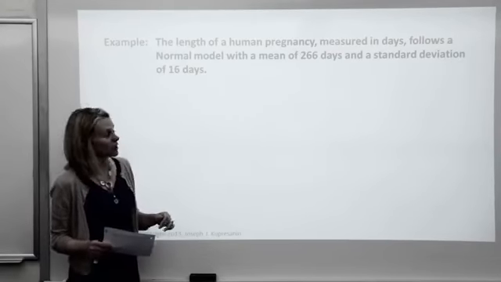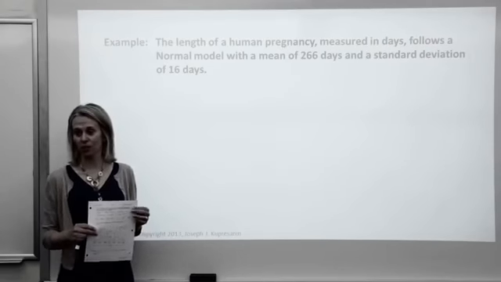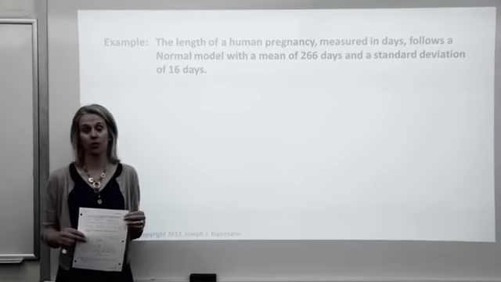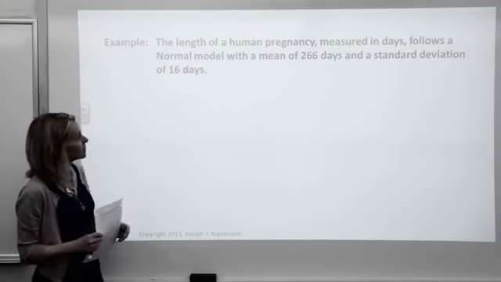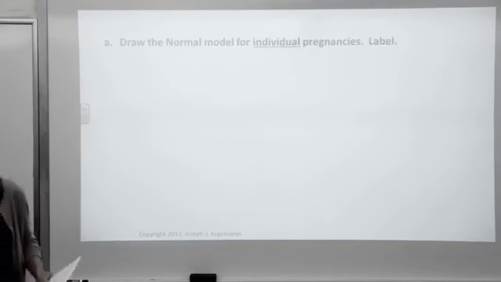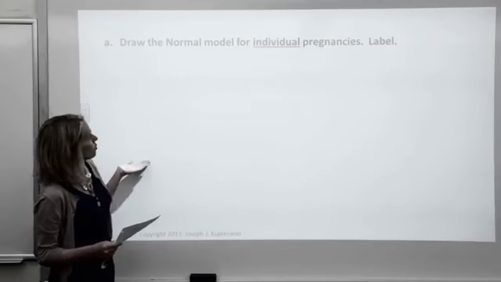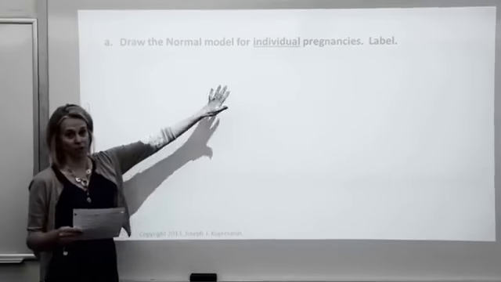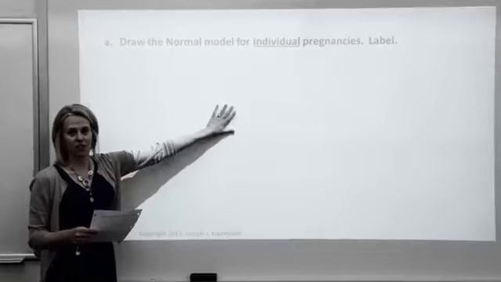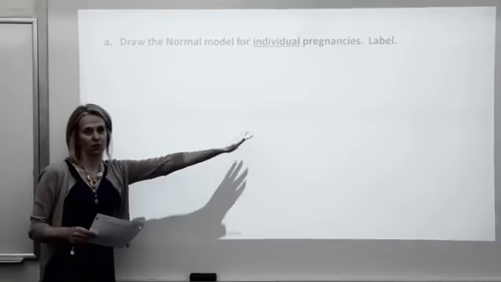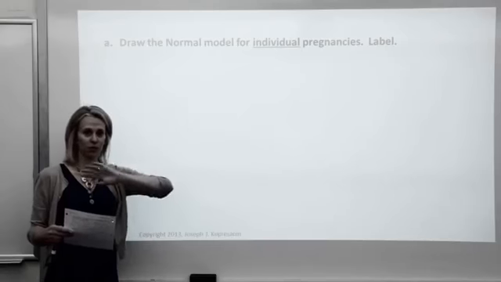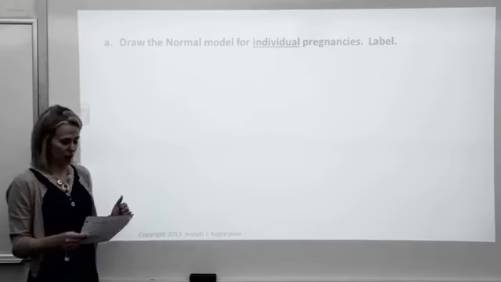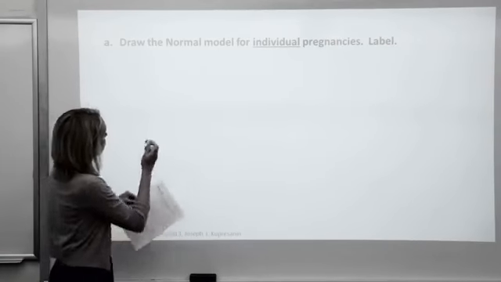The length of a human pregnancy measured in days follows a normal model with a mean of 266 days and a standard deviation of 16 days. So let's look at some questions. First, draw a normal model for individual pregnancies. This isn't anything new. This goes back to, I think, lesson 12, where we looked at the normal model. This problem could have appeared several lessons ago. So first, let's just draw the normal model.